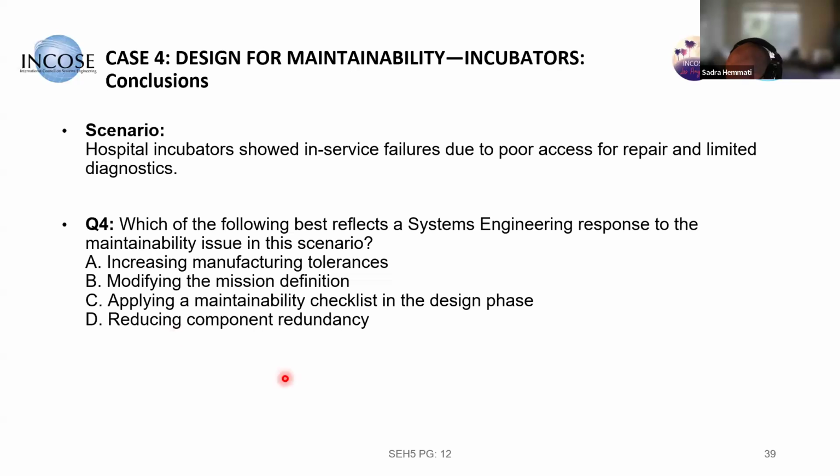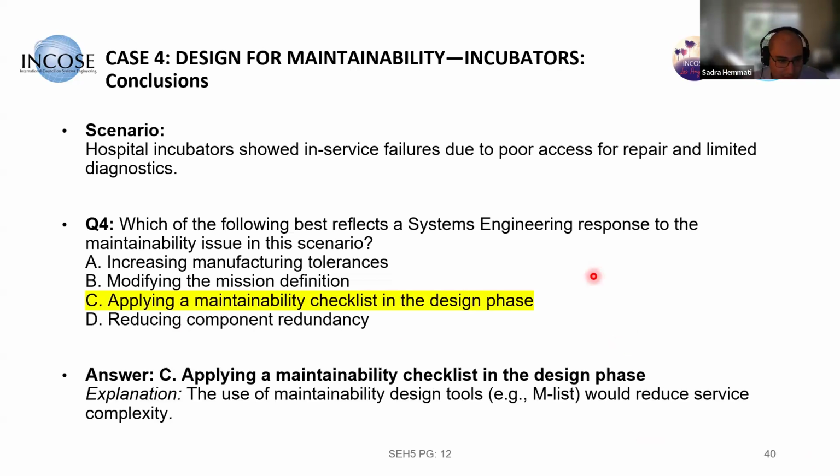We have a B, C, C, B, C. Thank you. It makes more sense because of maintainability. So think about that upfront in the design, and that's very important. That's the main point of this.